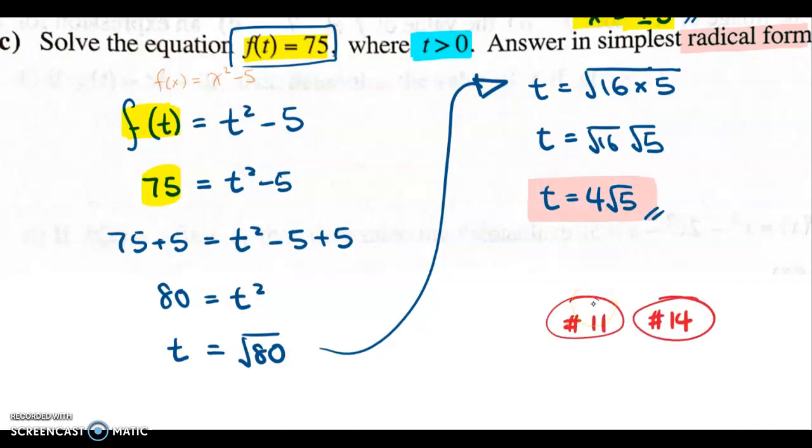You'll be using the simplification in homework questions number 11 and number 14 for today, but you can find the full list of homework questions in your OneNote or PowerSchool.